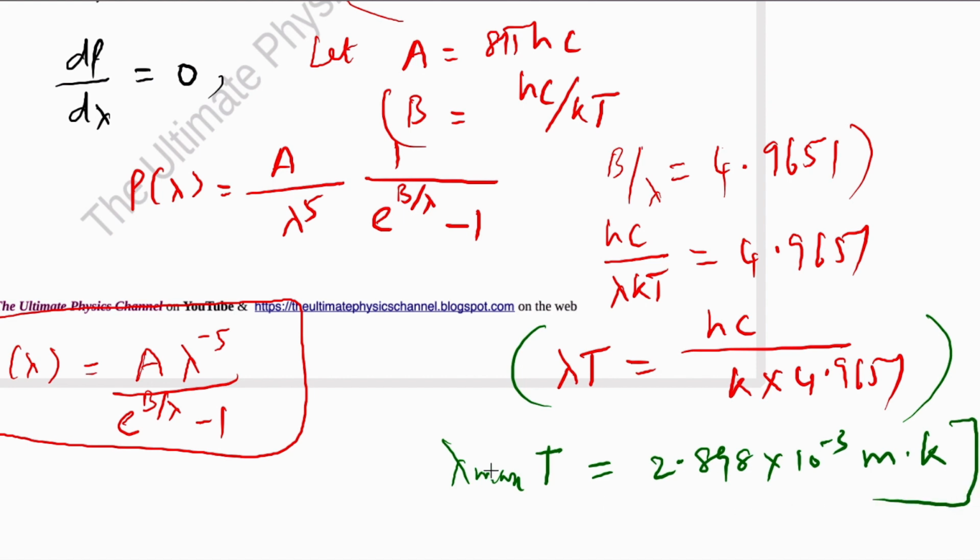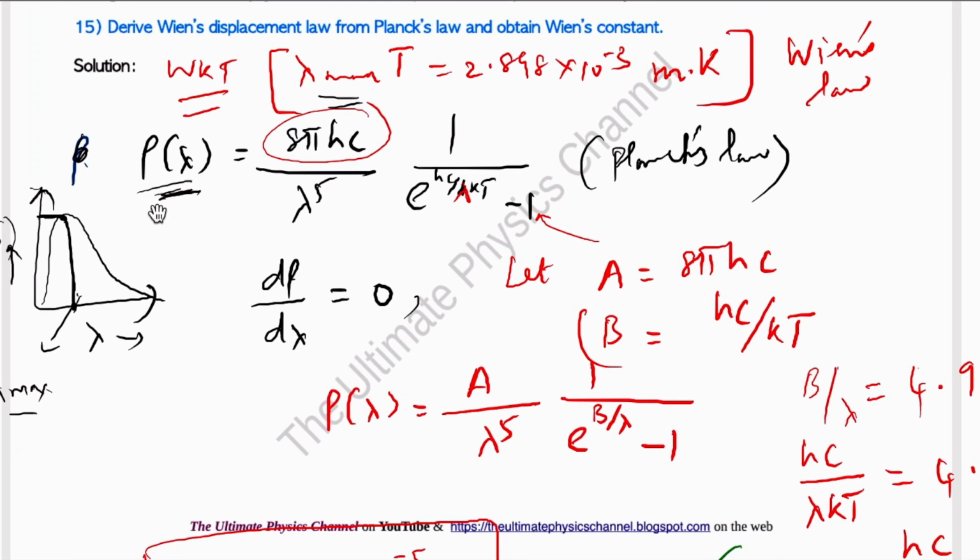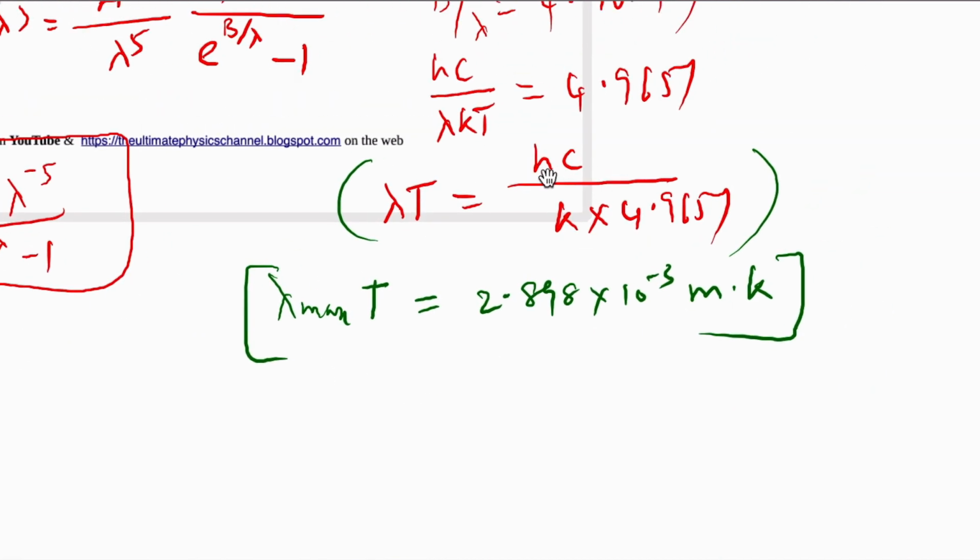So you are arriving at Wien's law starting from Planck's law here. That has been asked in the question: derive Wien's displacement law from Planck's law and obtain Wien's constant. So Wien's constant is the value of this term. h is 6.63 into 10 power minus 34.